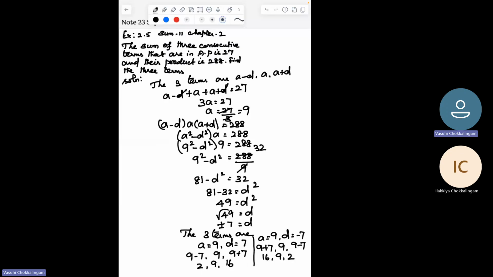Second என்ன கொடுத்திருக்காங்கன்னா their product is 288. அப்ப the given terms என்னன்னா A minus D, A, A plus D, அதோட product வந்து 288. So A minus D into A into A plus D is equal to 288. We are going to use the identity A plus B into A minus B is equal to A squared minus B squared. Here instead of B, we have D. அப்ப என்ன கிடைக்கும்னா A squared minus D squared into A is equal to 288. So we are going to substitute A is equal to 9.